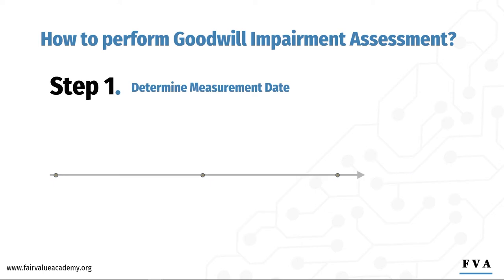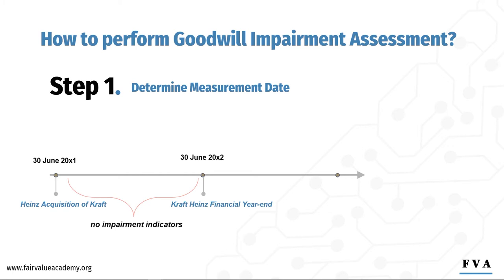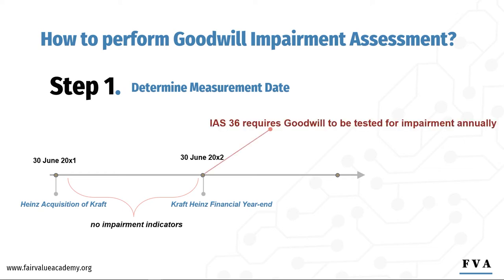Step 1, determine the measurement date. Back to our example, Heinz acquired Kraft on 30 June 2021. Let's assume there were no indicators of impairment of Kraft during the year, and Kraft Heinz financial year end is 30 June 20x2. IAS 36 requires Goodwill to be tested for impairment annually. Therefore, management of Kraft Heinz will be required to perform a Goodwill Impairment Assessment of Kraft at financial year end 30 June 20x2. Hence, the measurement date in this example is 30 June 20x2.